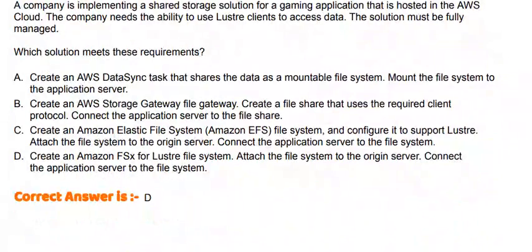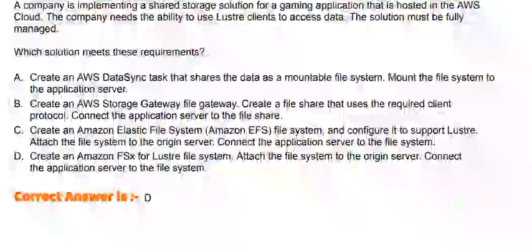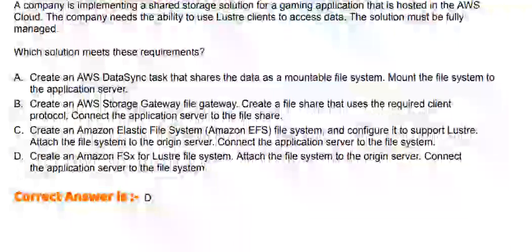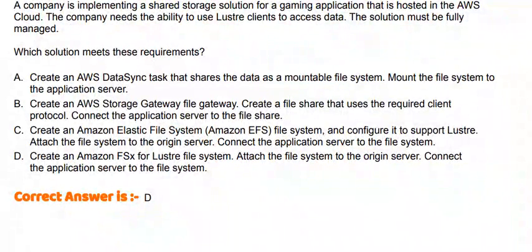Option A. Create an AWS DataSync task that shares the data as a mountable file system. Mount the file system to the application server. Option B. Create an AWS Storage Gateway file gateway. Create a file share that uses the required client protocol. Connect the application server to the file share. Option C. Create an Amazon Elastic File System and configure it to support Lustre. Attach the file system to the origin server. Connect the application server to the file system.